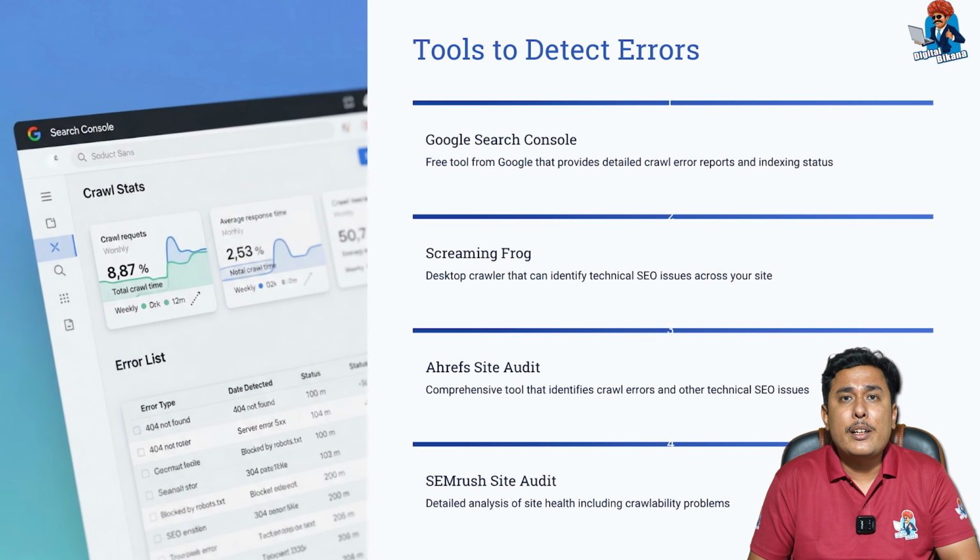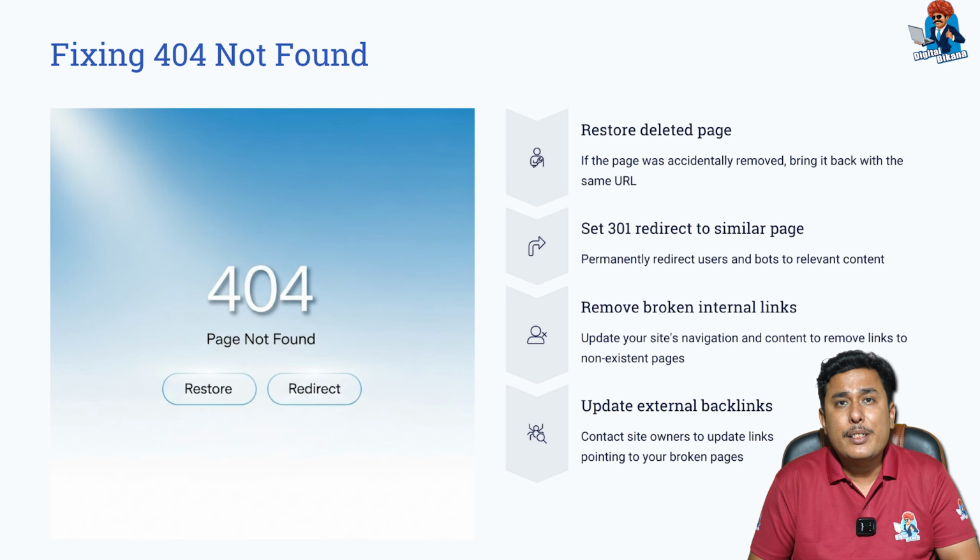You can find crawl errors using tools like Google Search Console. It shows all crawl issues under the pages and crawl stats sections. To fix 404 errors, first check if the page should exist. If yes, restore the content. If not, redirect it to a relevant page using a 301 redirect.